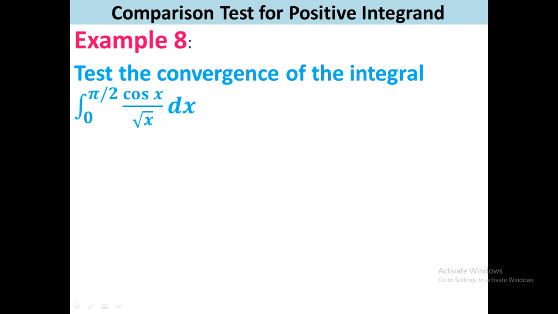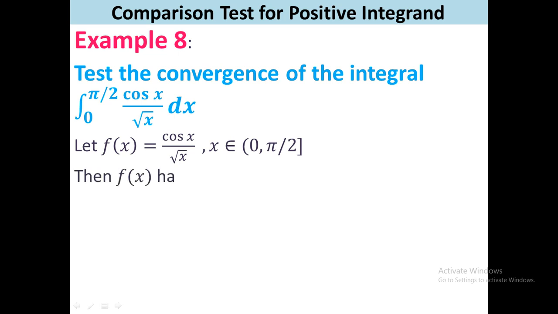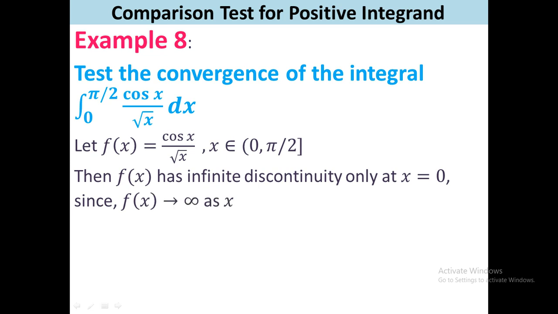at x equal to 0. And actually the domain of the function cos x by root x is open 0 to pi by 2. Let f(x) equal cos x by root x. Clearly the domain is open 0 to pi by 2, because the value of the function f(x) is unknown at x equal to 0. And clearly the function has infinite discontinuity only at x equal to 0, since f(x) tends to infinity as x tends to 0 plus.